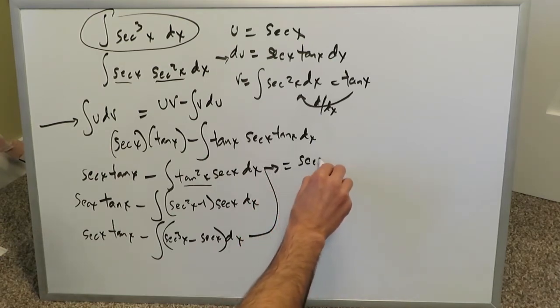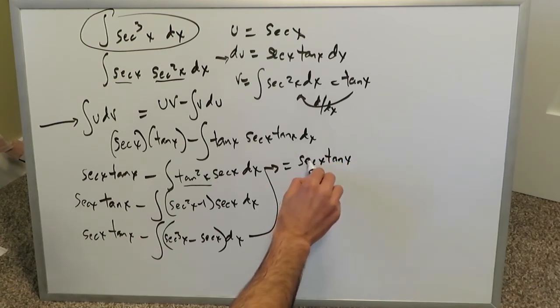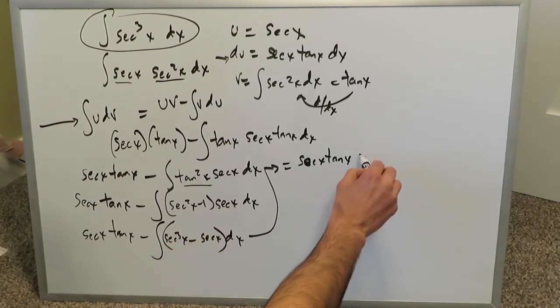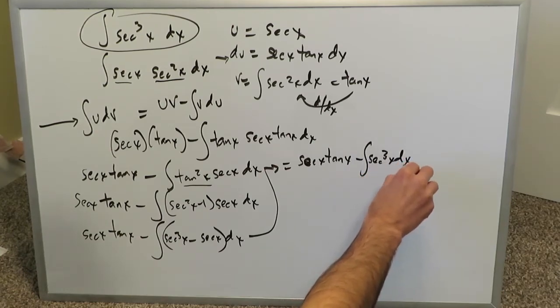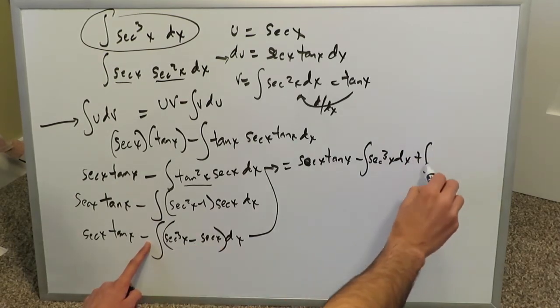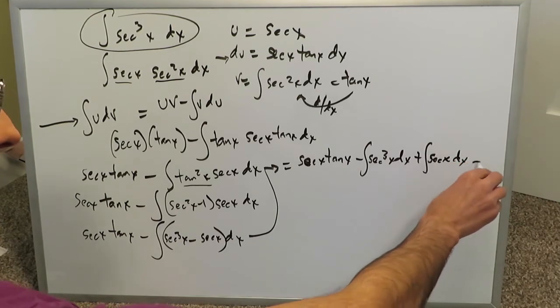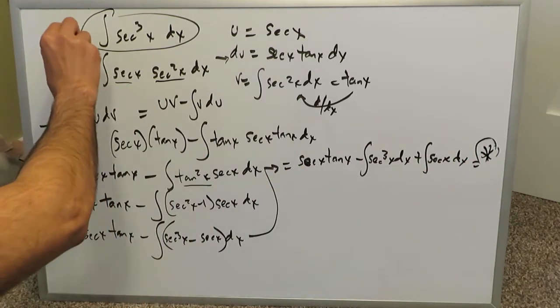We have secant x tan x. Remember, you have to write everything as you see it for those steps which are not being manipulated. Secant x tan x minus, well, let's separate this and distribute it across the integral and the minus sign. I'll have a minus secant cube x dx. This minus and this minus will become a positive, right? Positive secant x dx. All of this is equal to, let's put an asterisk, all of this is equal to this, what you see over here.